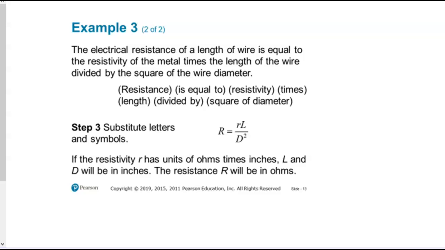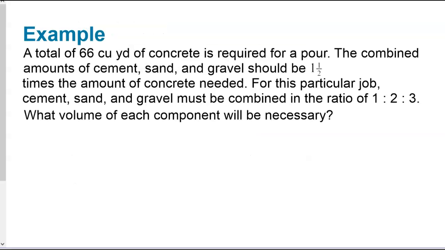And putting that into an actual problem, what we can do is just substitute the letters and the symbols for what we had for the words. And so you can see that resistance here is equal to resistivity, which is a variable, times the length, which is another variable, and then divided by the square of the diameter, which is d squared. And so now we have a formula that we can start to work with the problem and substitute in numbers for that.